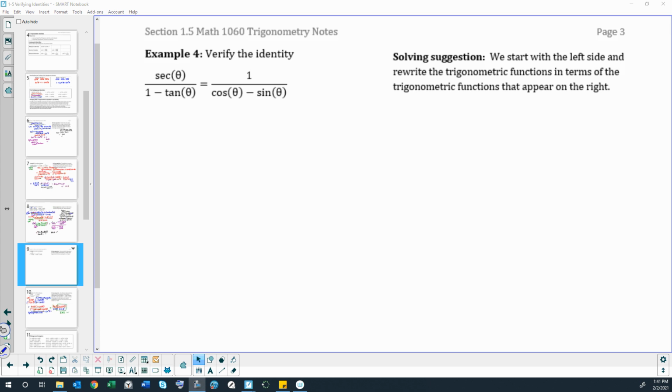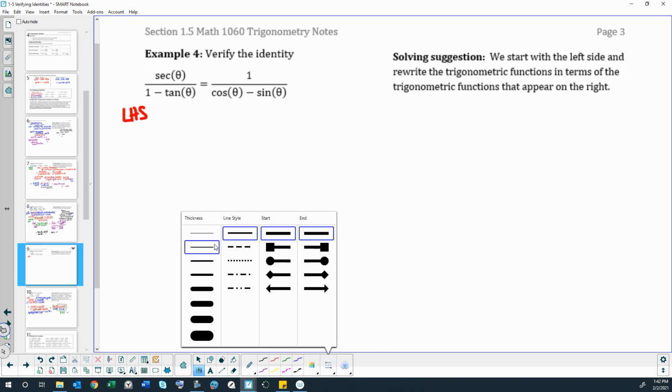I think you will like example 4. So we're just going to start with the left side and rewrite the trig functions, the secant and the tangent, in terms of the trigonometric functions on the right, which happen to just be sine and cosine. Sometimes that actually works really well, regardless of what your trig functions are, to just change everything to sines and cosines and then change them back to other things if needed, just because everything can be done in terms of sines and cosines. Okay, so we're going to start with the left side.